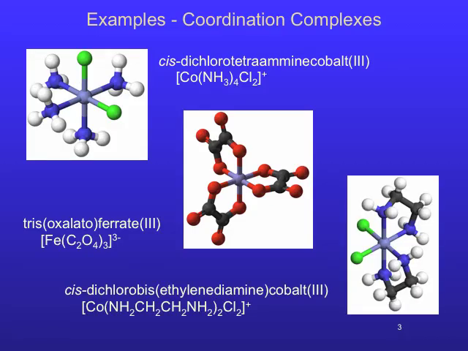A final example is the octahedral metal complex cis-dichloro-bis-ethylenediamine cobalt-3. The prefix bis is used instead of di to indicate that 2 of the bidentate ligands, ethylenediamine, are present. The donor atoms on ethylenediamine are 2 nitrogen atoms. The overall charge of this complex is +1. Since chloride has a -1 charge and ethylenediamine is neutral, cobalt has a +3 charge.